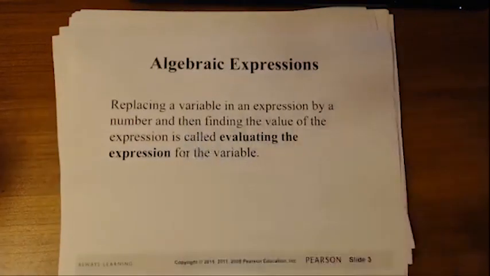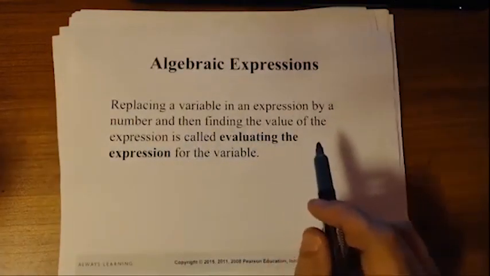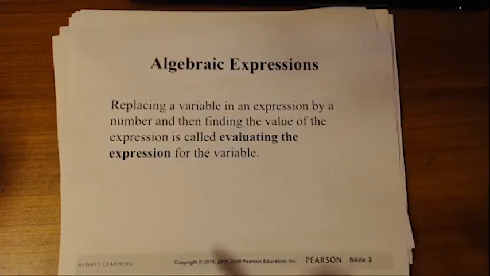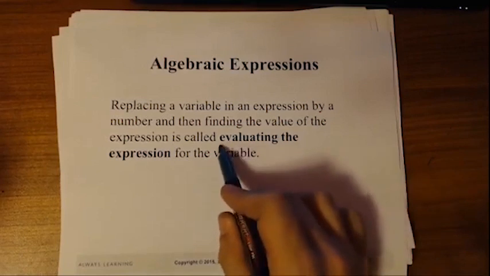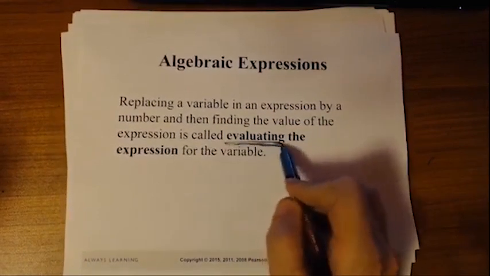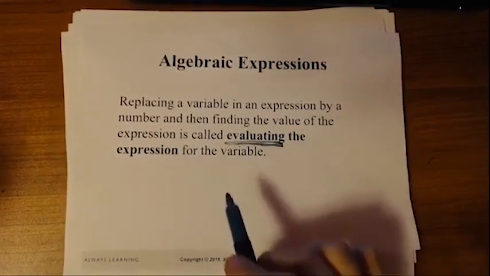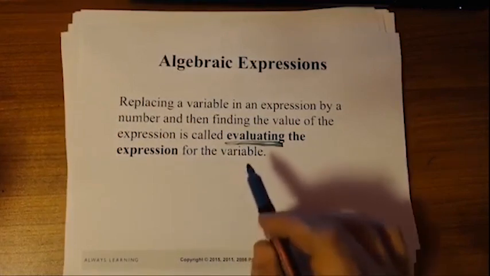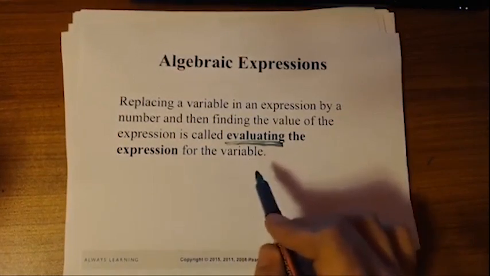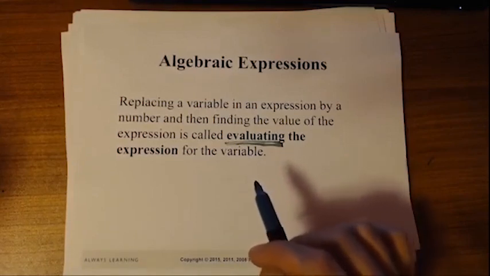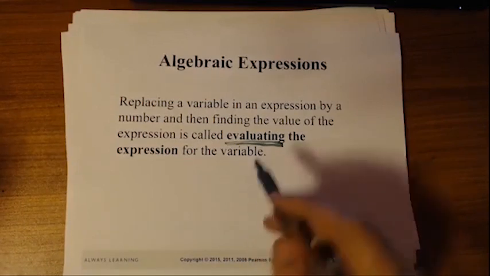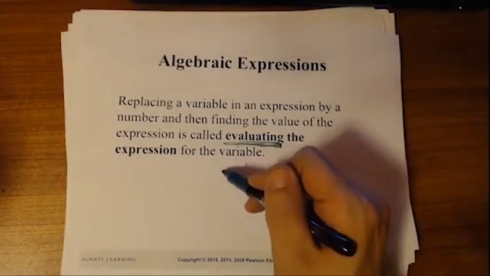If we replace a variable in an expression with a number and then find the value of that expression, it's called evaluating the expression for the variable. Now, let's break this word variable up a little bit. We've said it enough times, and all we know about it so far is that it's a letter. What does it mean?